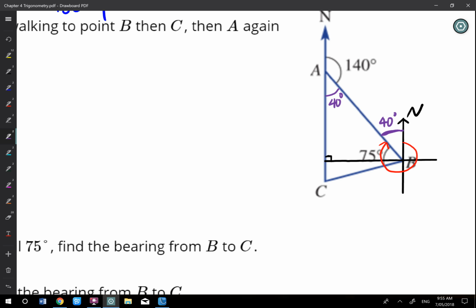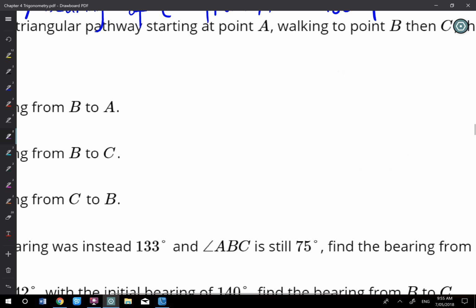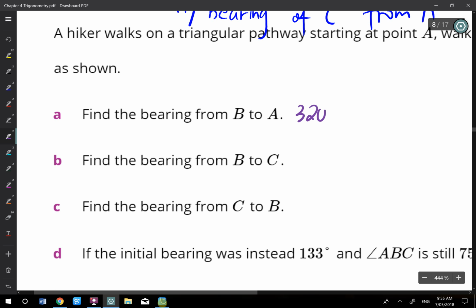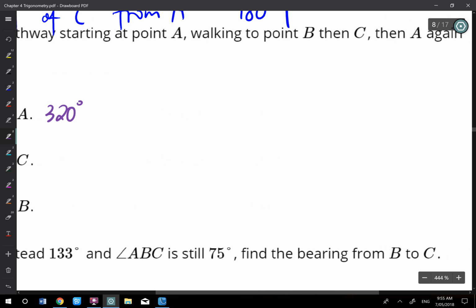For bearing questions, you need to look at the graph and try to find parallel lines and find the angles. So that's the alternate angle, which gives you 40. Then the rest of this will be 320 degrees, 360 minus the 40. So this will be 320 degrees.